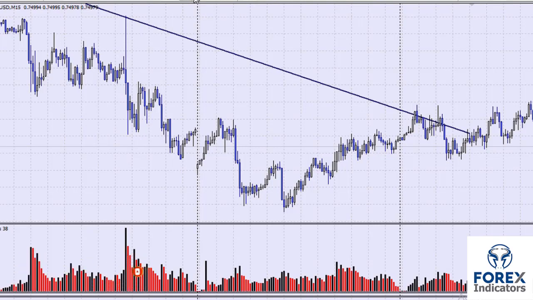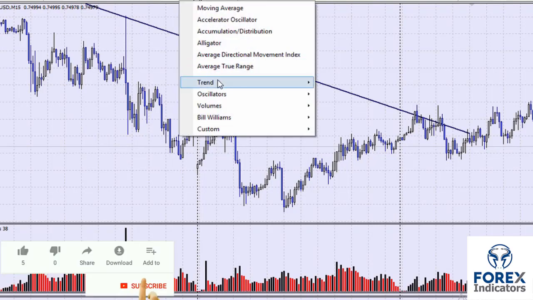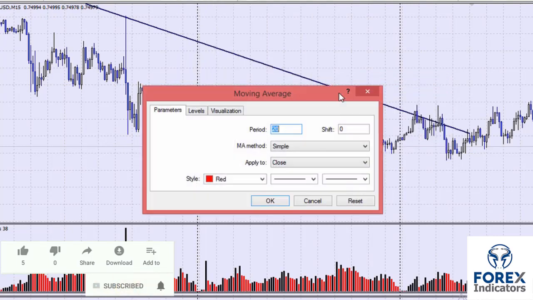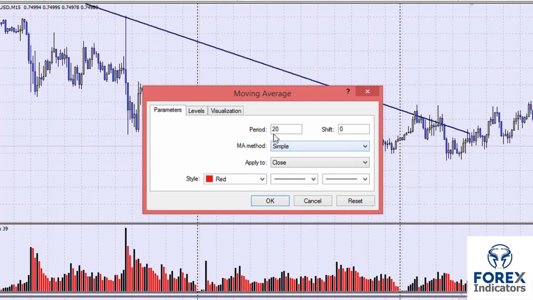So go to indicators, click on trend, click on moving averages, and we're going to select 20, okay? Select 20 period and simple. So for MA, select simple. For period, select 20. And you can choose a random color, okay?